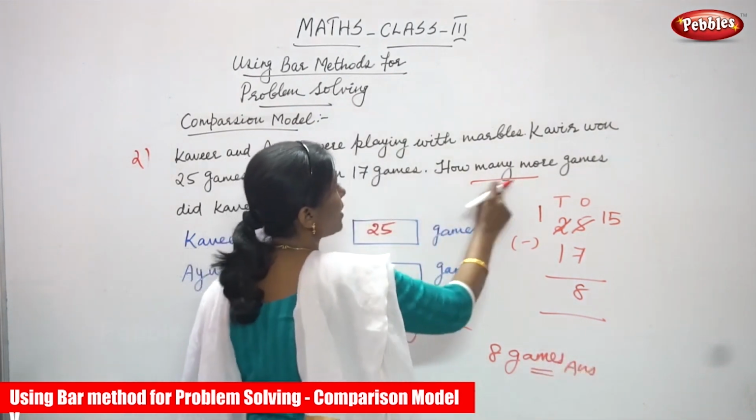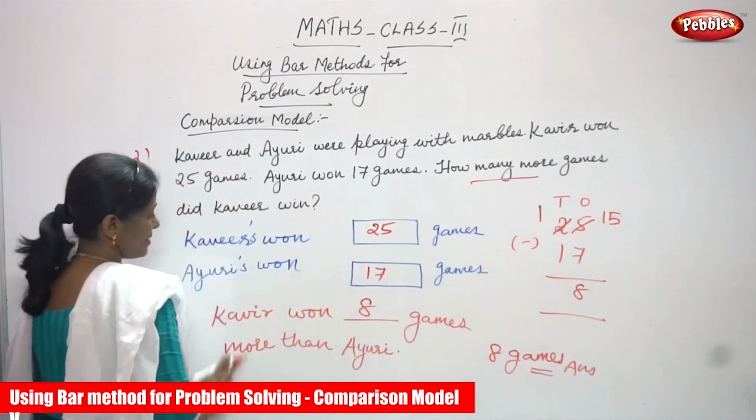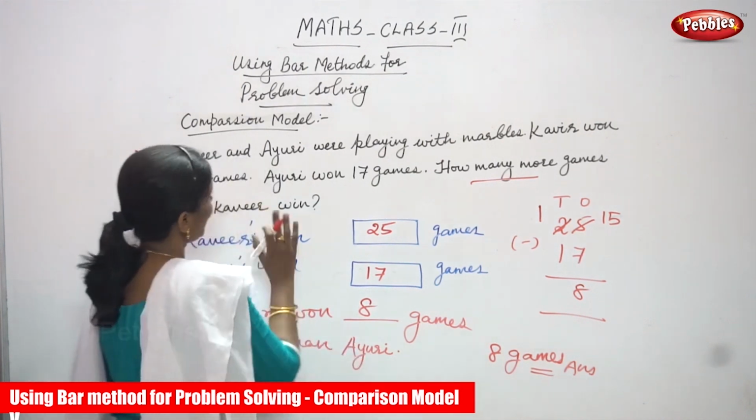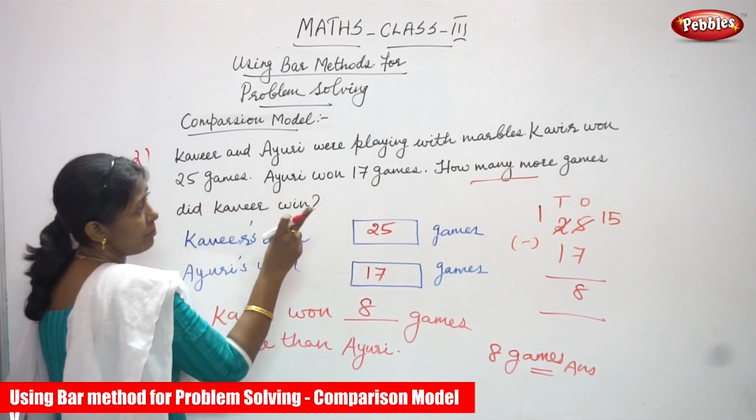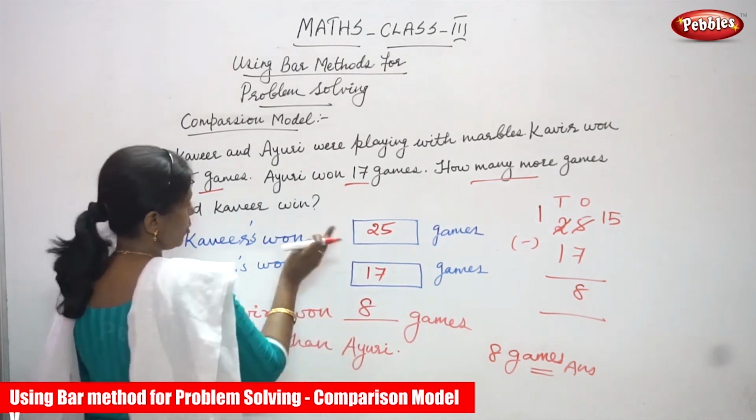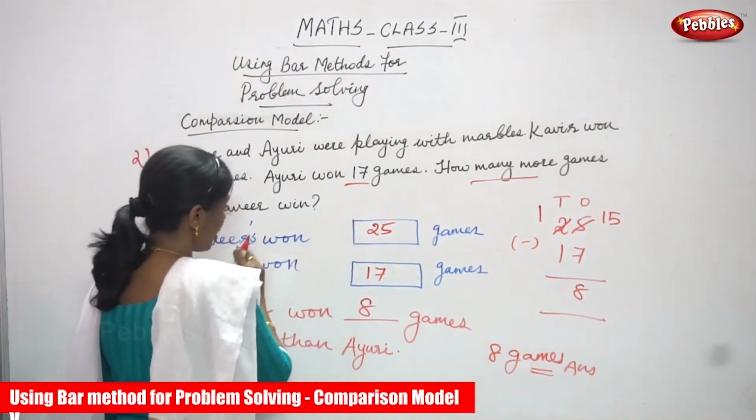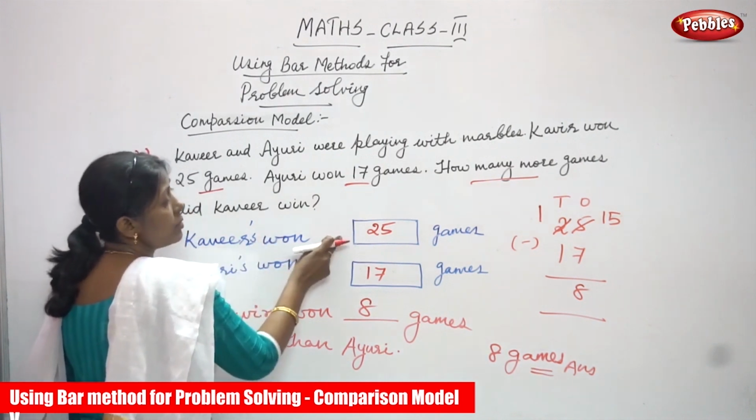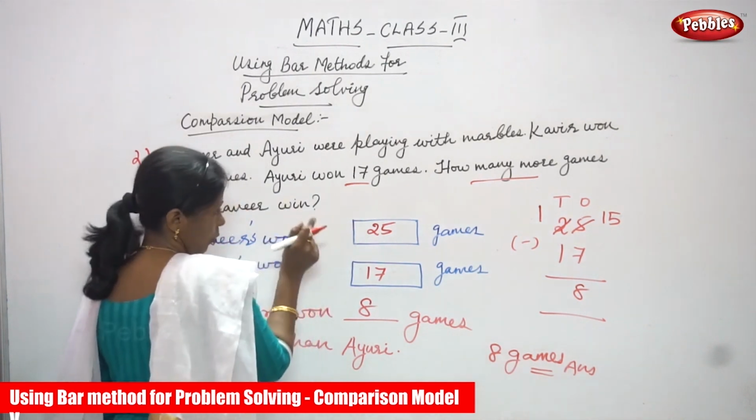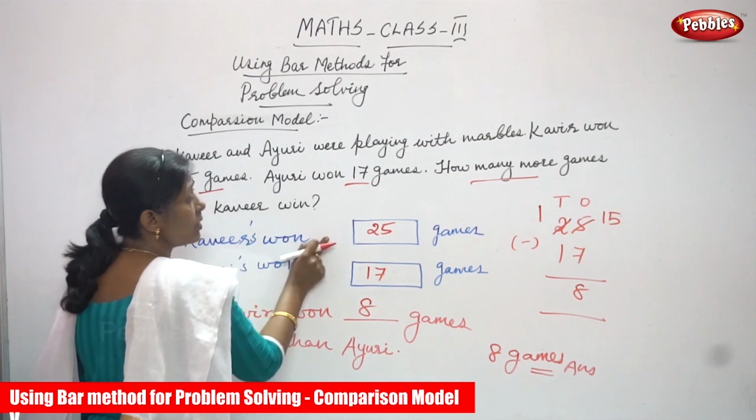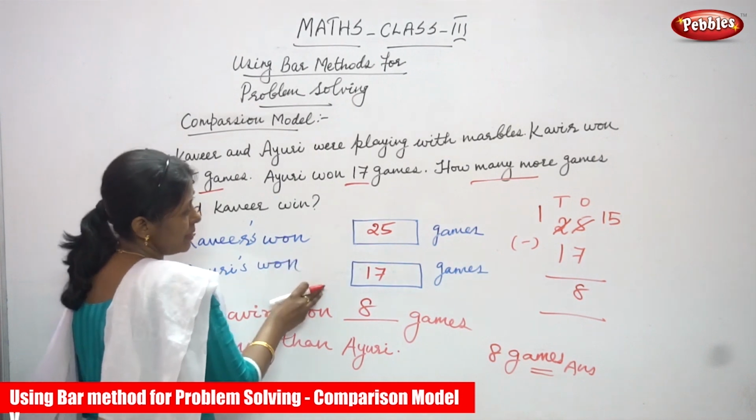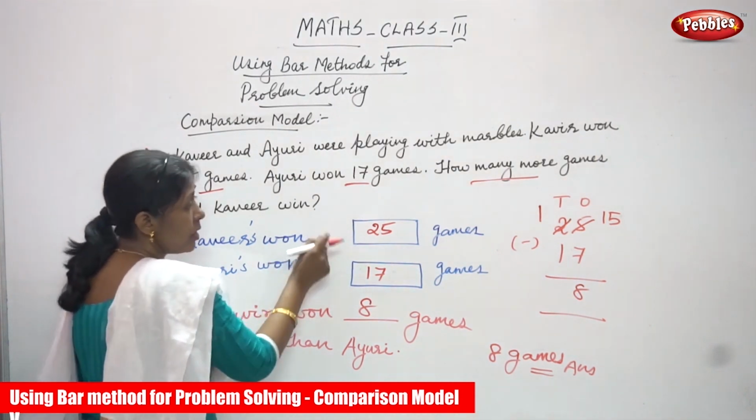The question is how many more games did Kavir win? That means Kavir won 8 games more than Ayuri. This is the right answer. 8 games is the right answer. So I think you understand. Kavir and Ayuri both were playing with marbles. Kavir won 25 games and Ayuri won 17 games. This is very clearly understood. So Kavir is the winner, and he won more than Ayuri. Kavir won 25 games and Ayuri won 17 games.